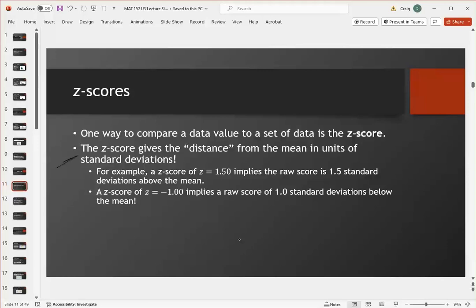Recall also that the z-score gives you the distance from the mean in units of standard deviation. So a z of 1.5 just means it's 1.5 standard deviations above the mean, or a -1 means it's 1 standard deviation below the mean. That's great to give you a measurement of position, but we can now use that position to learn something about the probabilities. How likely is it that we randomly chose someone who's 1.5 standard deviations above the mean?